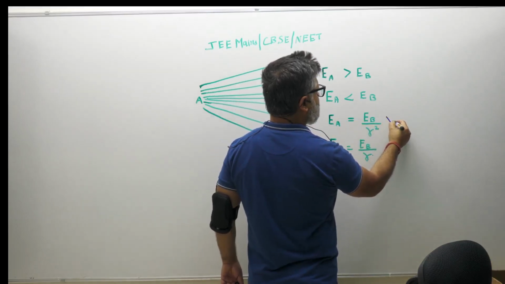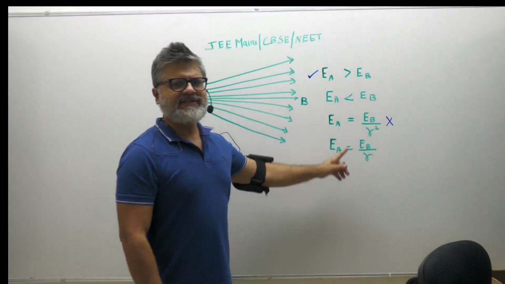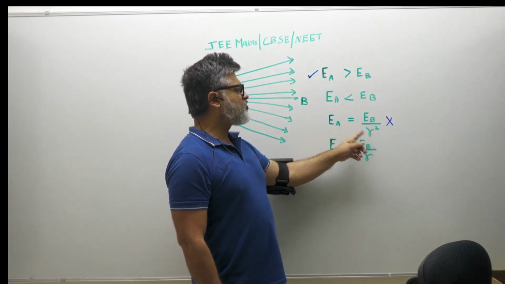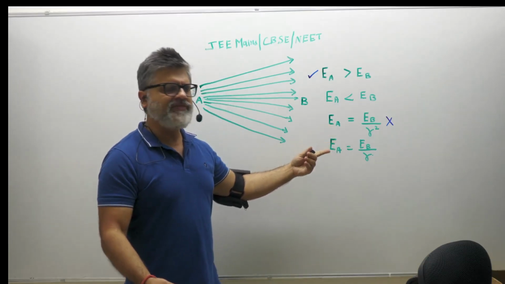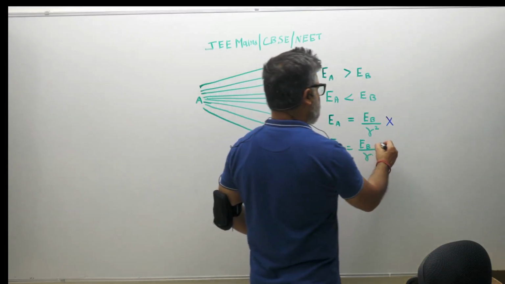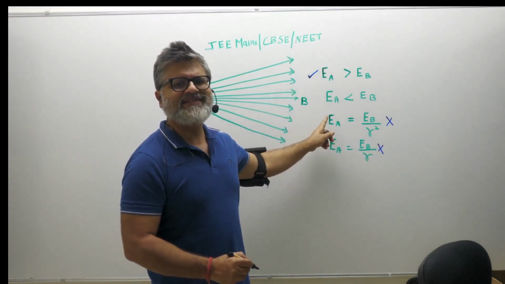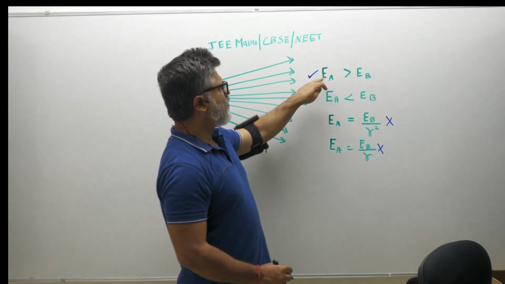This is outrightly wrong because it is dimensionally inconsistent. How can you have EB by R square to be an electric field? Cannot be. So EA, this also is incorrect. So these two got eliminated because they were dimensionally wrong. The only choice was this.